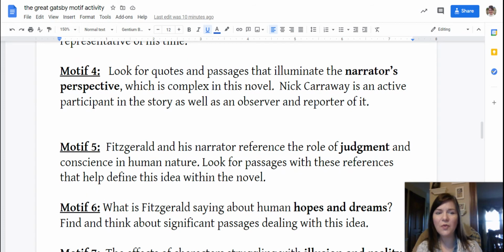All right, motif number 4. Our book is told in first person from the perspective of Nick Carraway. And he is both an observer of this story, like he's standing in the background watching some of this happen, and he's also a participant in the story. Like he's interacting with the characters and he's making things happen in the story too through his actions.